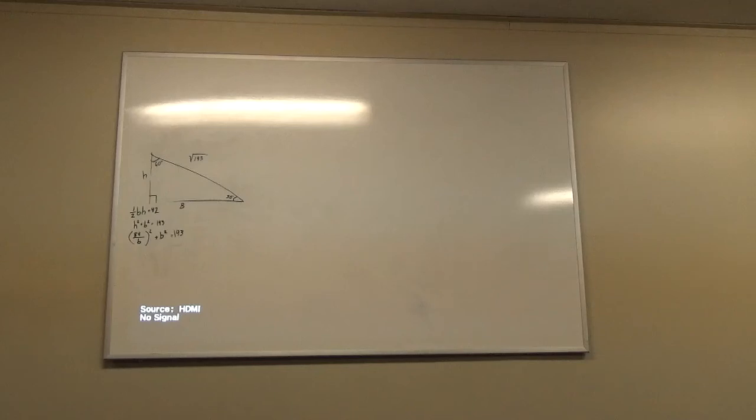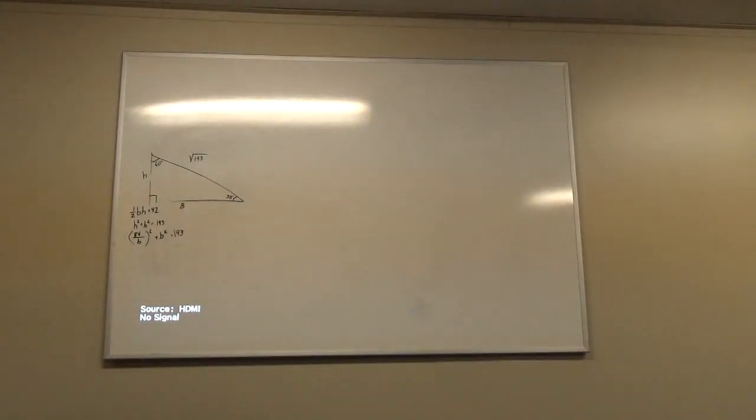All right, that is the equation that you have to solve to find b, and then you put that value back into the top equation and you find h. And then you will determine that h squared plus b squared will equal 193, and so the hypotenuse is the square root of 193.